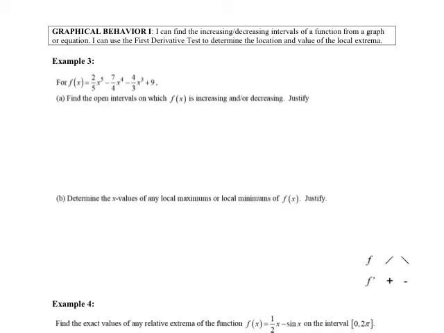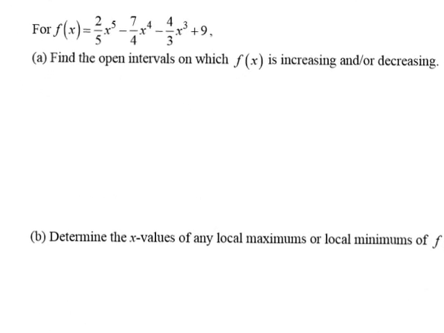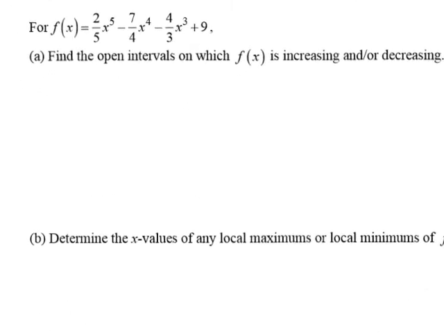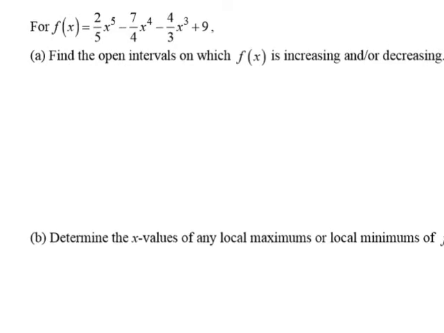And we want to find the open intervals for which the function is increasing or decreasing. So in this case, we see it's a polynomial, so the function is continuous everywhere. So we're just going to jump into finding the derivative. F prime of x is equal to 2x to the 4th minus 7x to the 3rd minus 4x squared.